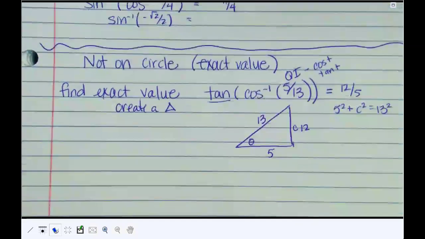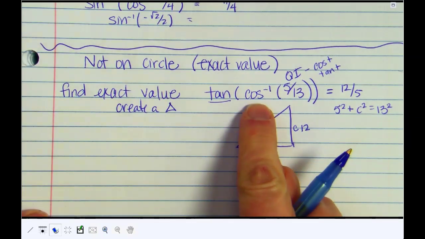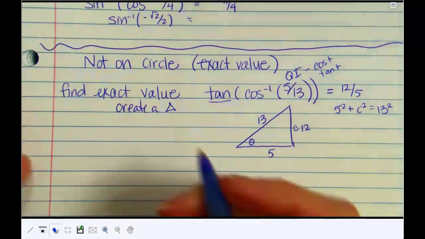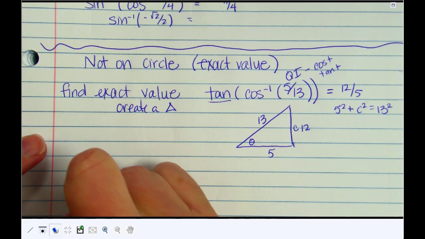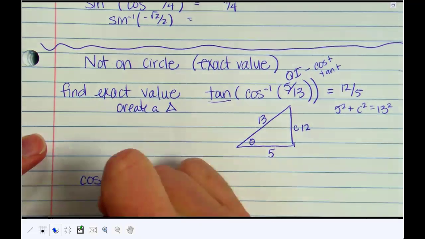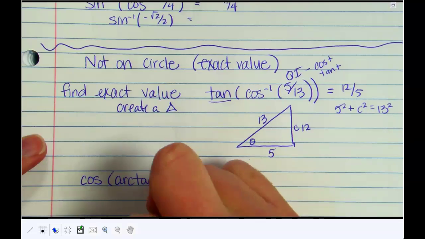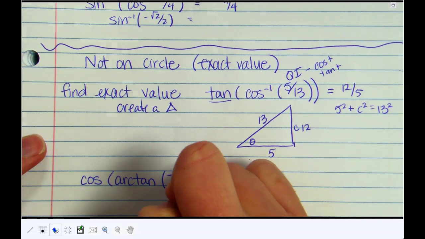Okay, so let's do another one. These ones have to be the inverse on the inside. There's not another way to do that. So let's go cosine of arctangent of negative 3 over 2.